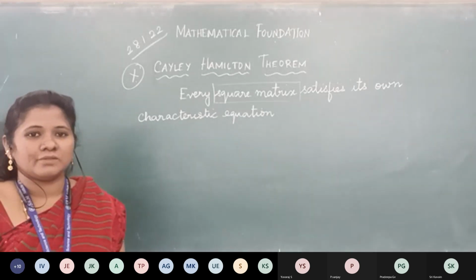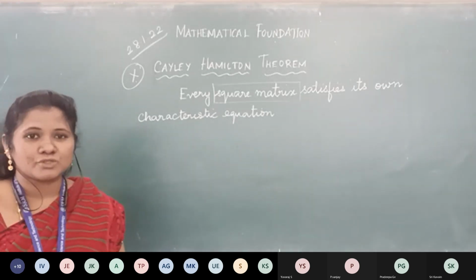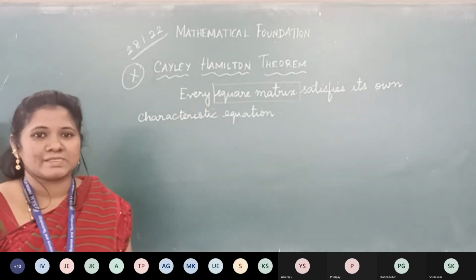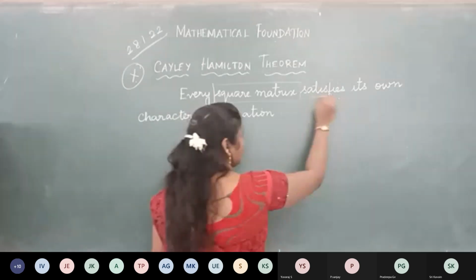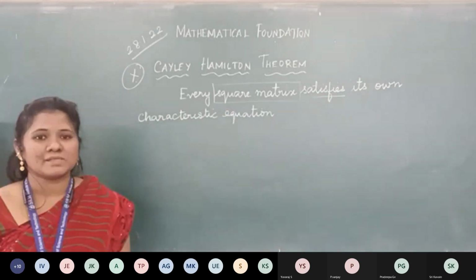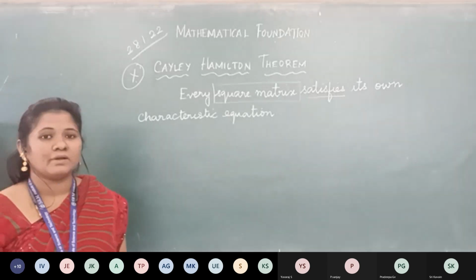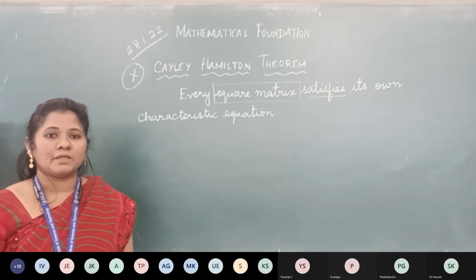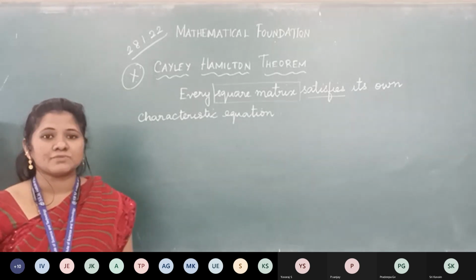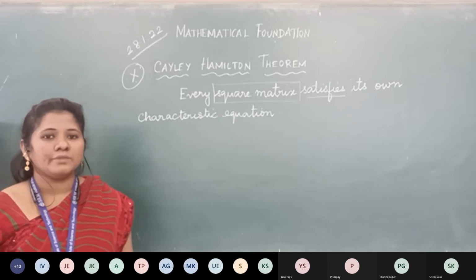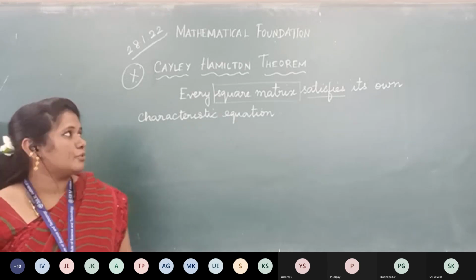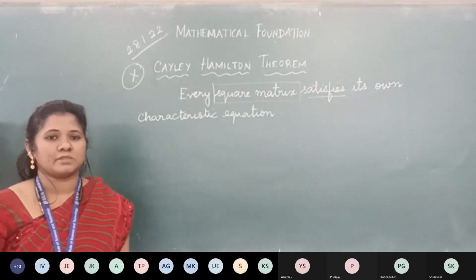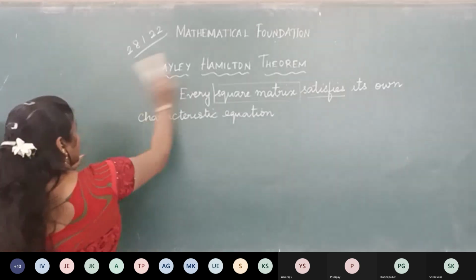Theorem statement, very important. I will always ask you the statement, you'll have to tell me. You must not change any of the words, it has to be the same. You have to say "satisfies". Everybody will write square matrix and characteristic equation, but the other terms won't be there. You have to write "satisfies its own characteristic equation", then only the theorem is complete. So your theorem statement is: every square matrix satisfies its own characteristic equation. This is your statement heading.